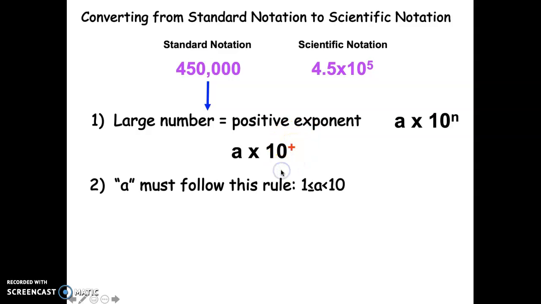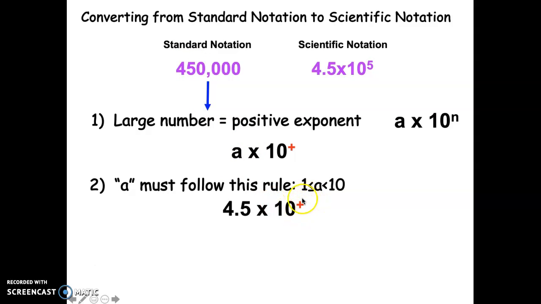Now, the number out front, this A, has to be between 1 and 10. Well, in standard notation, where's my decimal point? I don't see one. It's right here behind the last zero. So I need to pick it up and move it into the number so that I create a number between 1 and 10. I'm going to put it between the 4 and the 5. My A is going to be 4.5.